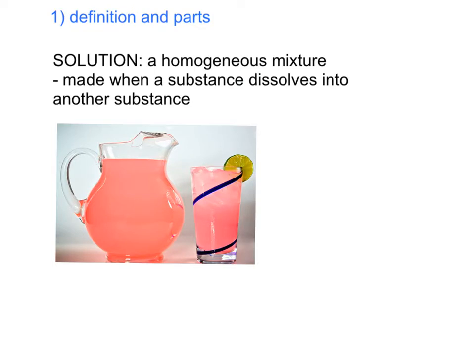So the definition of a solution is it's a homogeneous mixture. And it's made when one substance dissolves into another substance. So what do I mean by homogeneous mixture? A homogeneous mixture is a mixture that's evenly mixed. So for example, this pitcher of Kool-Aid right here, when I put the Kool-Aid powder into the water and I mix it around, it mixes evenly so that when I pour a glass or another glass or another glass, all of the glasses of Kool-Aid taste the same because they're evenly mixed.